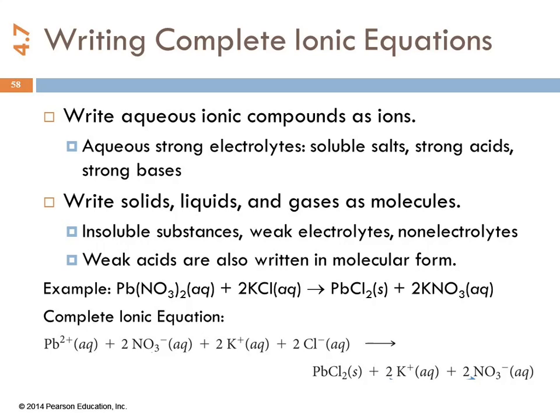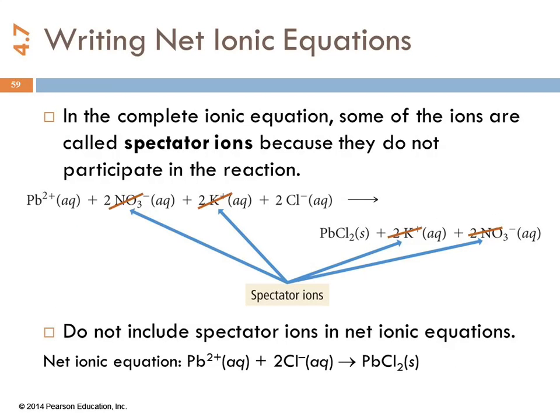If it's a solid, either on the right or the left, you leave it alone. So this is the way I think is good to think of it. If it's aq, you're probably going to separate it into ions. If it's anything else, no. Solid, liquid, gas, no. Leave it alone. The only aq ones that you do not separate are the weak acids. And we're not going to talk about those just yet, but they're coming. So the complete ionic equation shows everything, and the net ionic equation just shows the things that are actually changing.